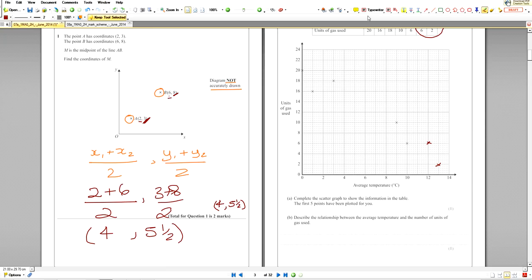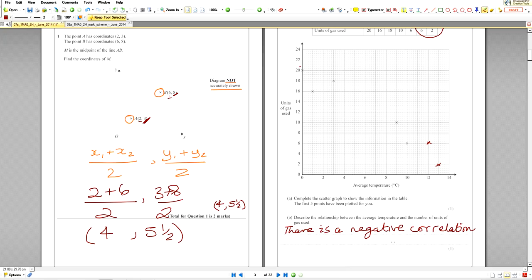Now, if we look at the points here, the points are going in which direction? They are going down. So as the temperature increases, the units of gas decreases. So what do we call that kind of a description? We call it a negative correlation. So for 1 mark, we need to write down negative correlation.